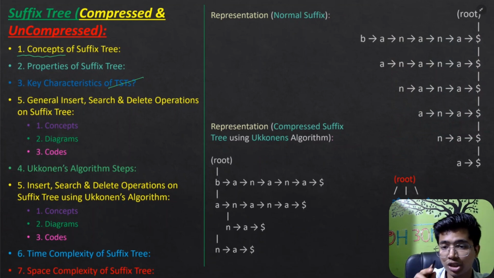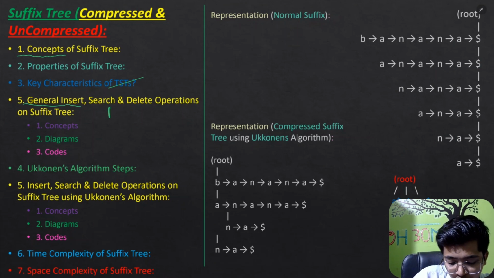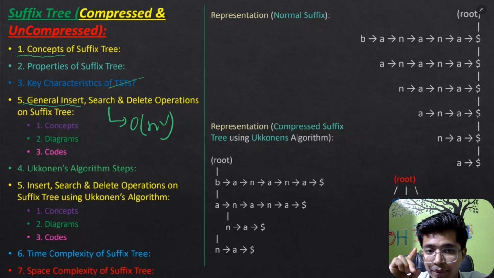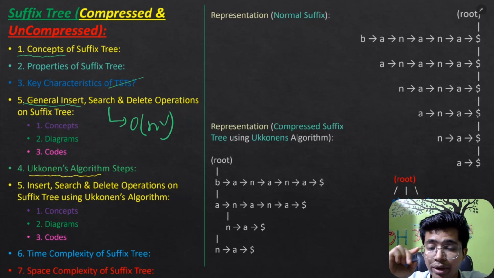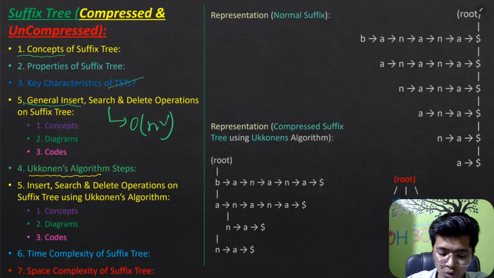Now look, there is a word general. So first we will be observing the general method, that means the general brute force method, which will take the time complexity of big O of n square. That is the number one method. Second, we will be observing Ukkonen's algorithm. There is one important method in suffix tree, that is Ukkonen's algorithm.